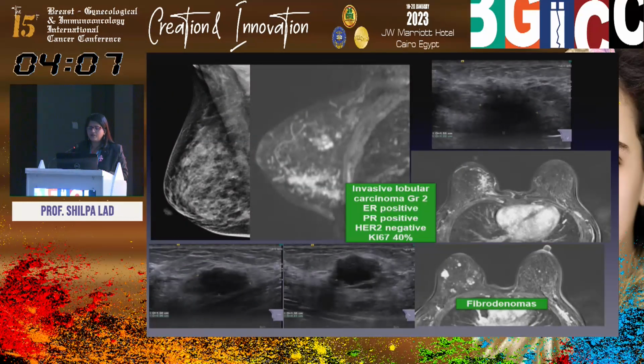Therefore, MRI is performed. On MRI, look at the extent of the disease, okay? Originally, the cancer seen was about 1.5 centimeters. And now, look at how extensive the non-mass enhancement is. It's involving almost the entire lower inner quadrant of the right breast. There continue to be these fibroadenomas, but nonetheless, patient decides to undergo mastectomy.